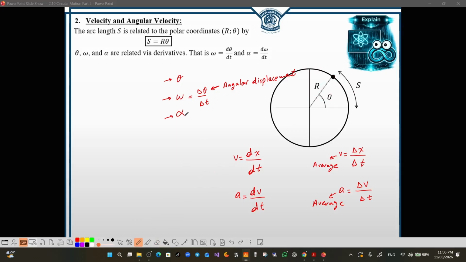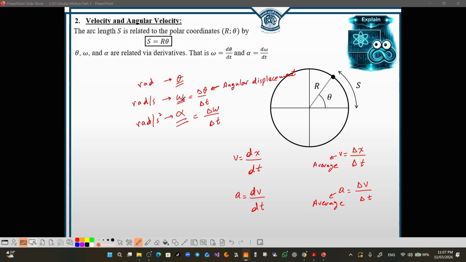Now, the angular acceleration is the change in the angular velocity over time. The unit of the angular velocity is radian per second. The unit of theta is radian. The unit of alpha is radian per second squared. So again, this is known as the angular position. And when we involve the delta, it becomes angular displacement. This is angular velocity. This is angular acceleration.